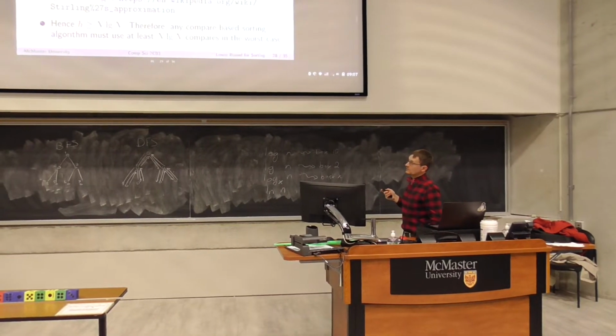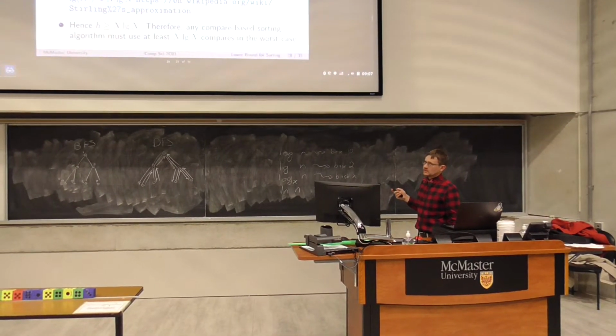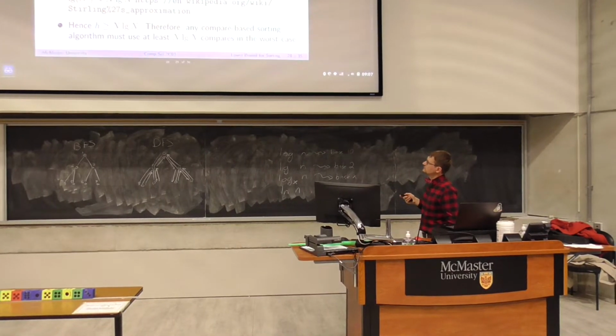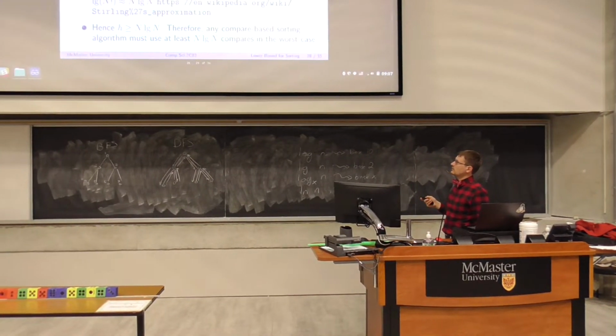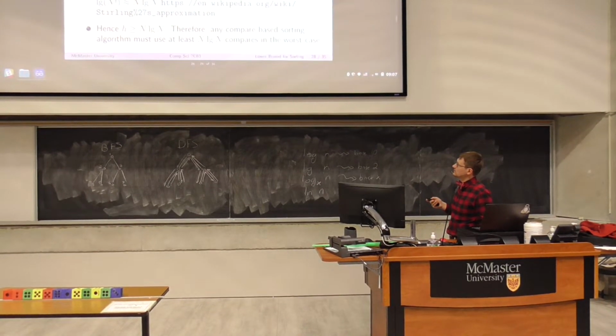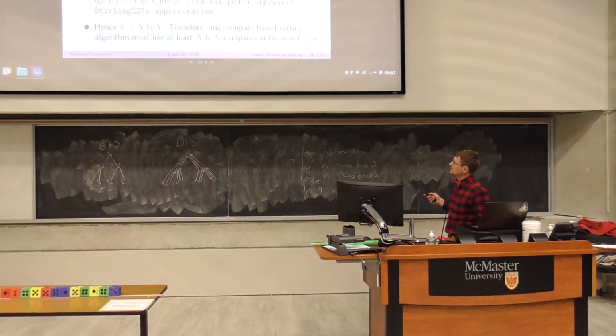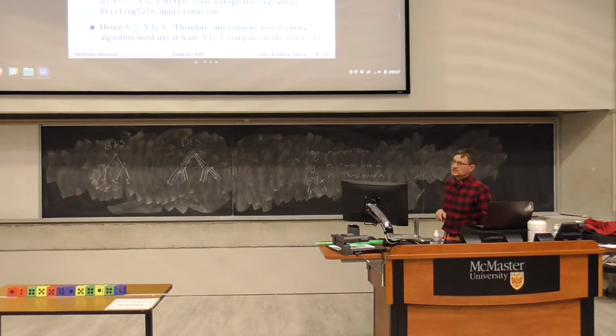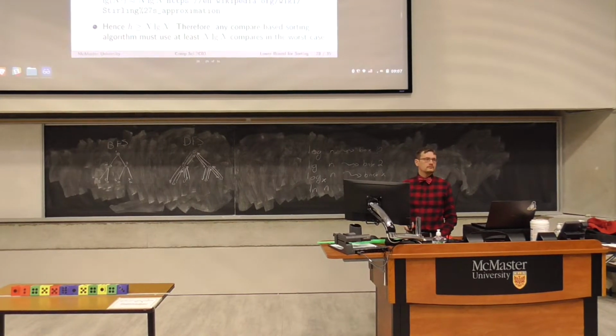If you want to read up on Stirling's approximation, this is the Wikipedia link. Hence, h is greater than or equal to n log n. Therefore, any compare-based sorting algorithms must use at least n log n comparisons in the worst case scenario. Make sense?